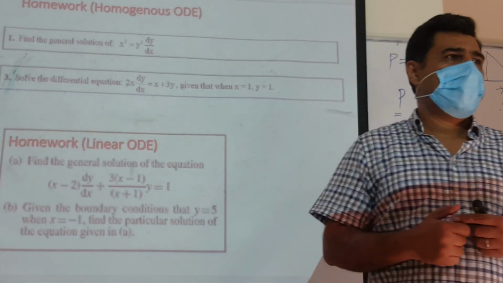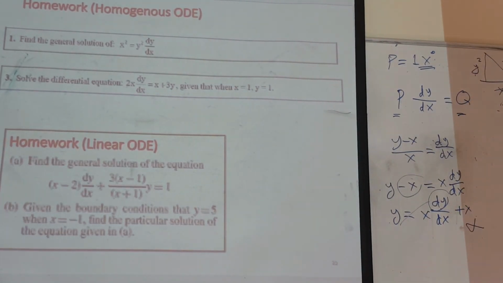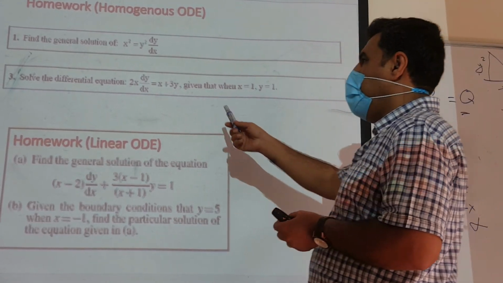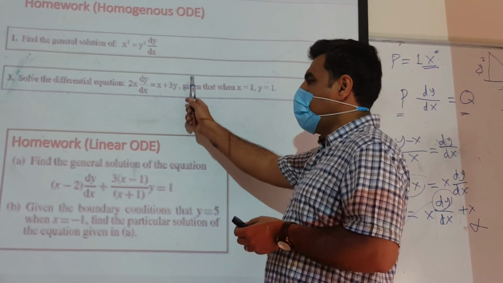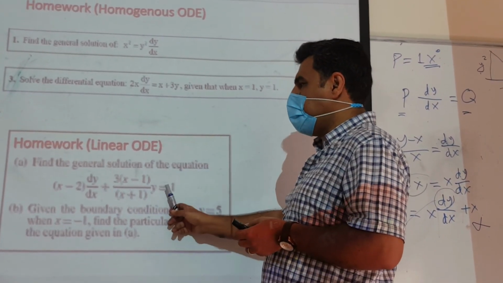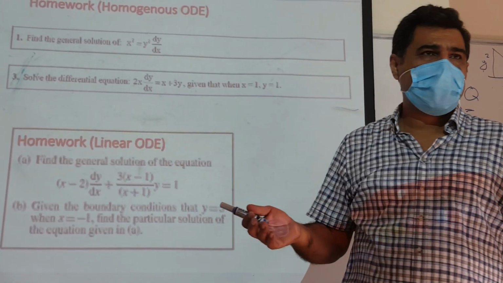This is the group 3 of the homework. It's very simple. You have 2 homeworks for the homogeneous and 1 for the linear.